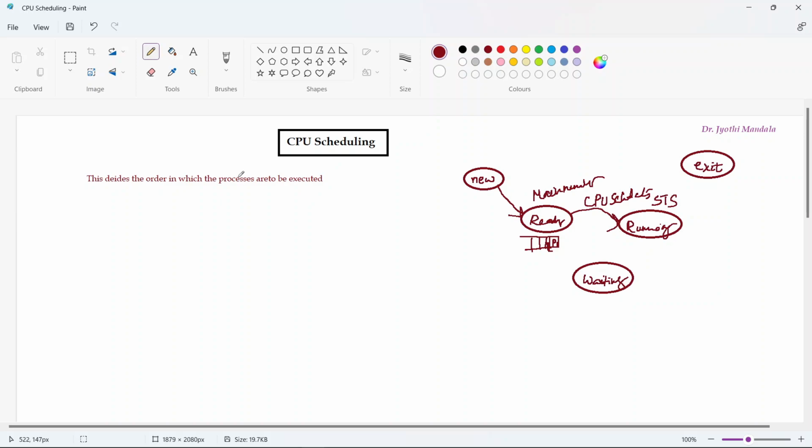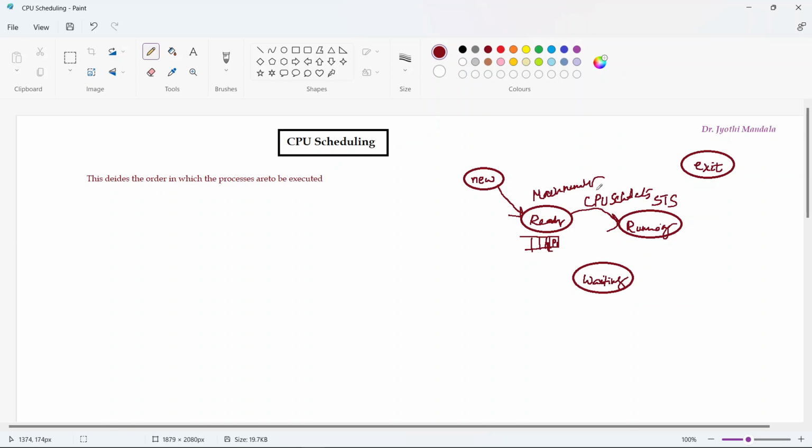There are different kinds of CPU scheduling algorithms available. Each algorithm will choose a different process. That is why it is said here that this decides the order in which the processes have to be executed. So the main idea behind CPU scheduling is that one among the available processes will be sent to the running state and executed by the CPU. That is the use of the CPU scheduling algorithm.